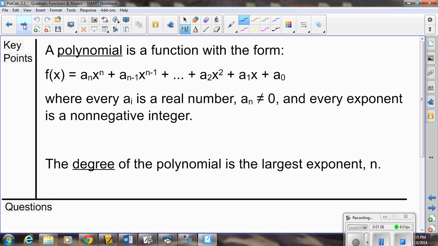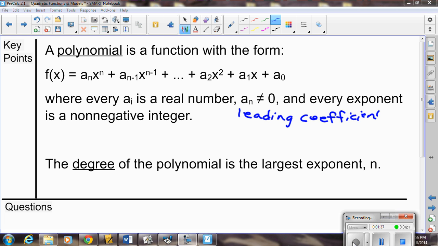Starting off, a piece that should look very familiar. What's a polynomial? Well, it's a type of function that has this particular format where you have real numbers that is multiplied by a power of x. So x to the n, keeping in mind that the first number, a sub n, which is called the leading coefficient, your leading coefficient cannot be 0. And we also require that every single exponent is a non-negative integer.